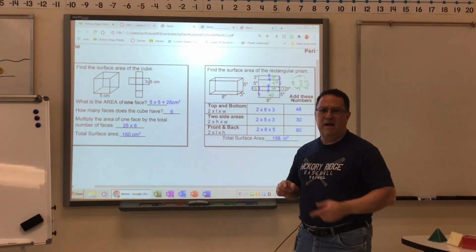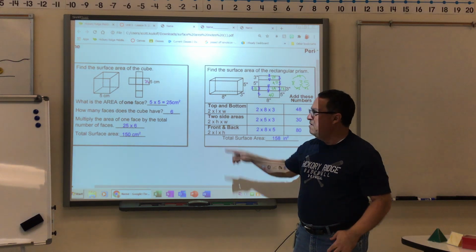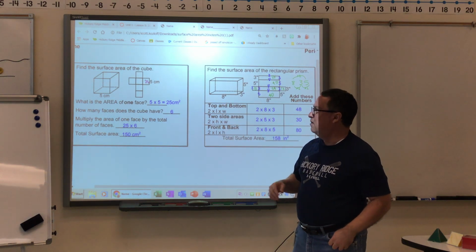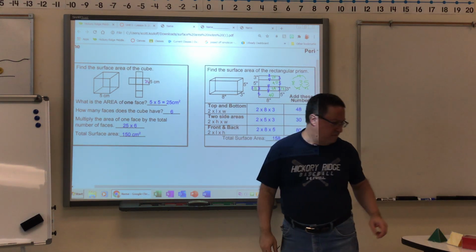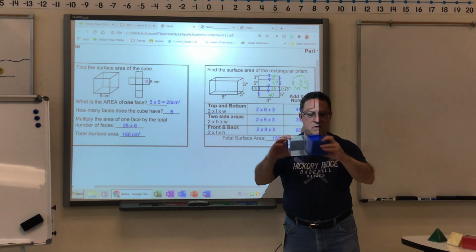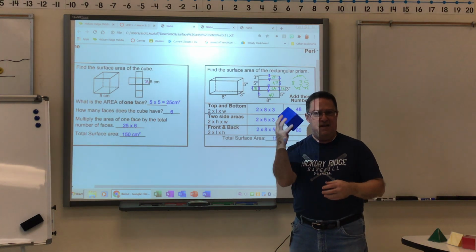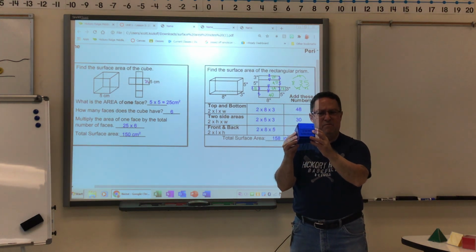Today we're going to talk about surface area and nets, and how do I find the surface area of a three-dimensional object. We're going to start with the first box on your notes that says find the surface area of a cube. And I just happen to have a cube. A cube has 6 sides. It's like a dice. Remember we talked about that before.